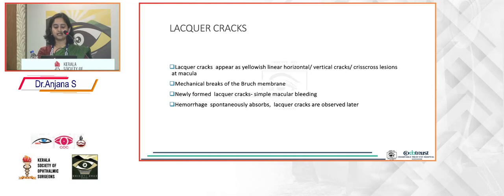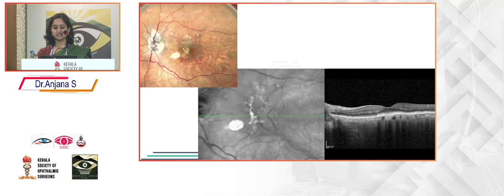Now the second plus lesion, that is the lacquer crack. Lacquer cracks are seen either as vertical, horizontal or crisscross lines at the macula. These are basically breaks occurring in the RPE-Bruch's membrane complex, and a newly formed lacquer crack can sometimes present as a macular bleeding. So whenever we see a myopic macula with blood, this need not necessarily be from a CNVM. It could be from a lacquer crack also. So when the hemorrhage clears, the lacquer crack is visualized.